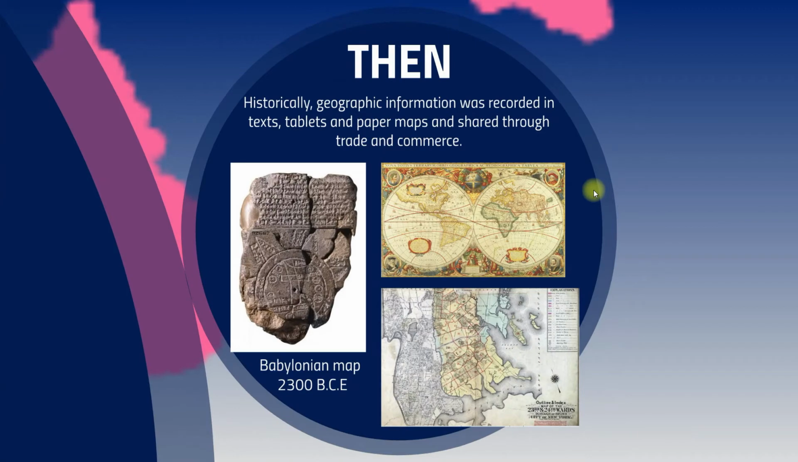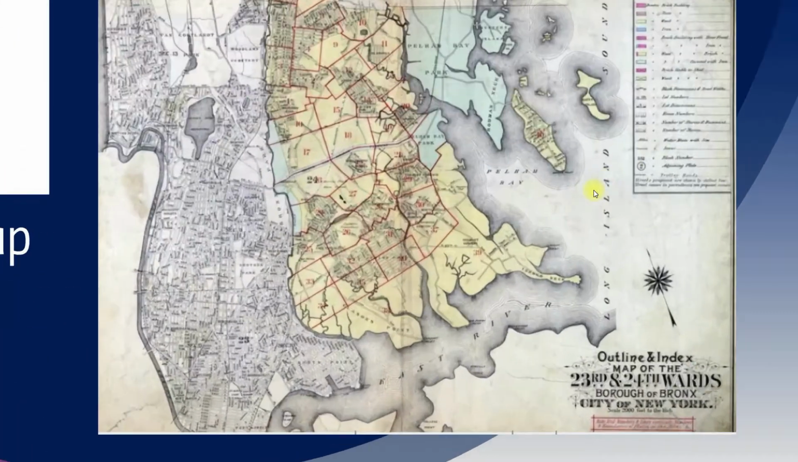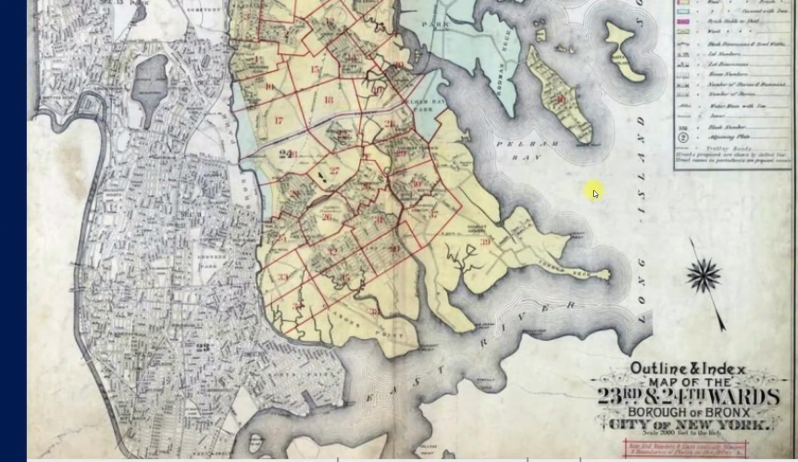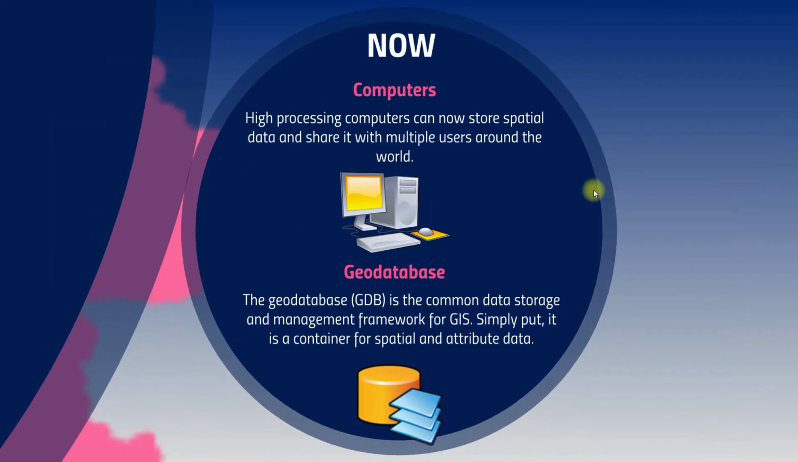You can see that previously, historically, geographic information was recorded in text, tablets, and paper maps shared through trade and commerce. So all the geographic data was previously saved in forms like text, tablets, papers. Tablet means a tablet of stone, right? And you can see this is the previous data. Now we can just save it in the computer, right?